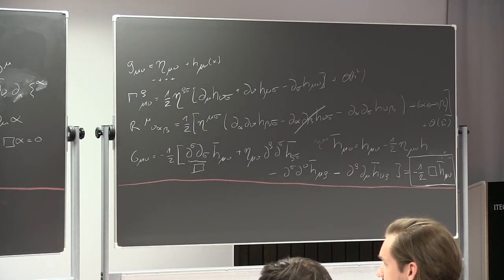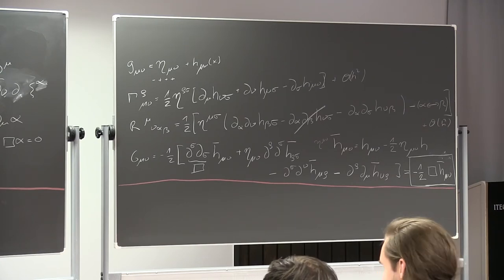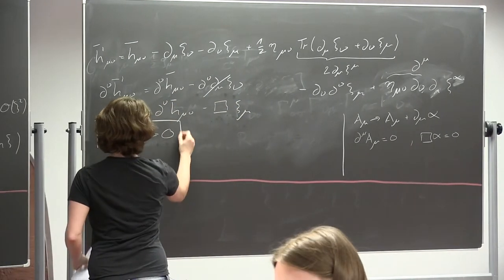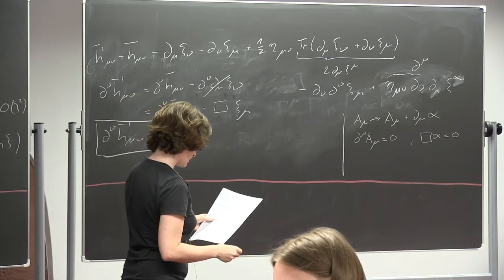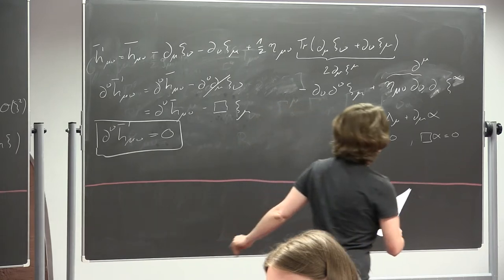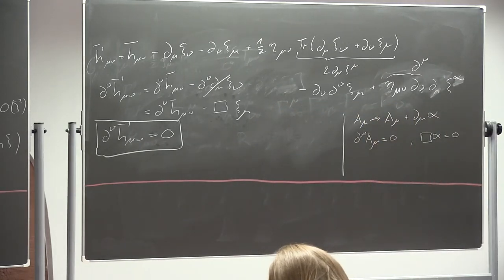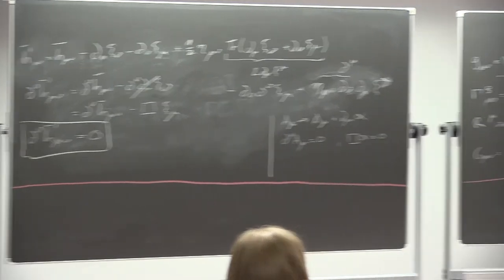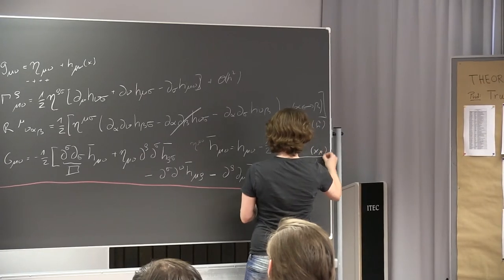After this lecture, I hope we simplify everything so much that we won't need so many indices anymore, and I'll have an easier life. Okay, so conclusion so far: we've imposed Lorentz gauge. Important equation. In Lorentz gauge, the entire left-hand side of the Einstein equation, G mu nu, is just given by the box operator of h bar. And this equation I'm going to need, so we give it a name.